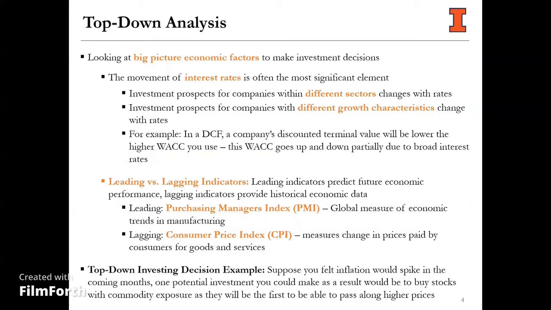So when we think about top-down analysis, this is basically just looking at big picture economic factors when it comes to making investment decisions. All companies operate in some corner of the economy, and these corners of the economy are driven by these big picture events and big picture factors. One of the biggest movers is always interest rates, and how this is often a very significant element of what drives macroeconomic valuations, and the investment prospects for different companies within different sectors with different growth characteristics and maybe even products that they sell. Think bank versus a tech company, for example, interest rates will always impact their businesses much differently.